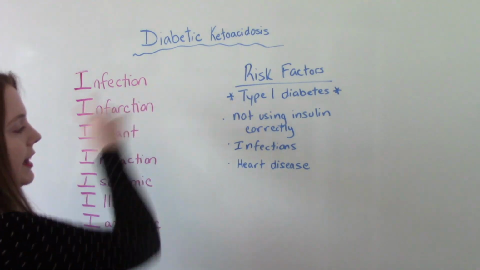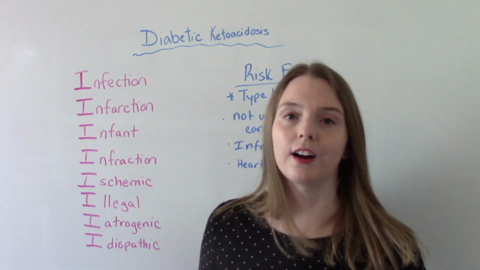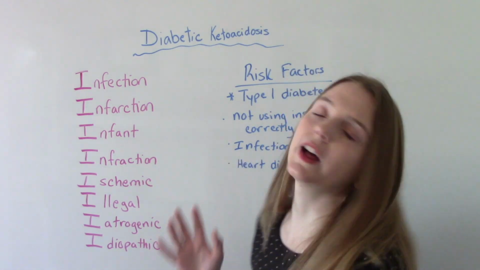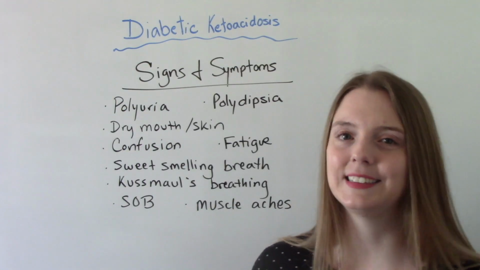Having an infection, like we talked about, and heart conditions, like we already talked about, like a heart attack. So these are the causes and risk factors for developing diabetic ketoacidosis. Now let's talk about the signs and symptoms.